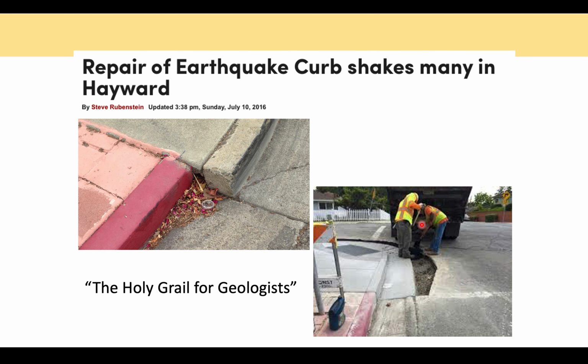It was a really popular thing until the summer of 2016 when the city repaired the curb. It was called the Holy Grail for geologists. It was ruined, so the study of the creeping curb was ended. However, knowing that this is on a creeping fault line, we can imagine that this is just going to start over. Just because you fixed the curb doesn't mean the fault is going to stop creeping. That creeping is going to continue, and in however many years, they're just going to have to do this all over again.